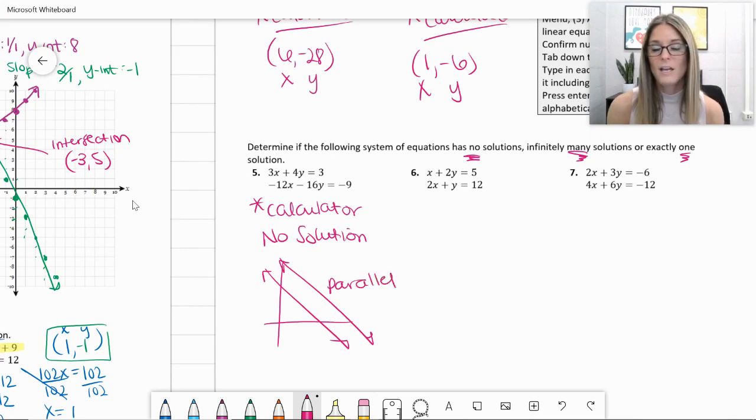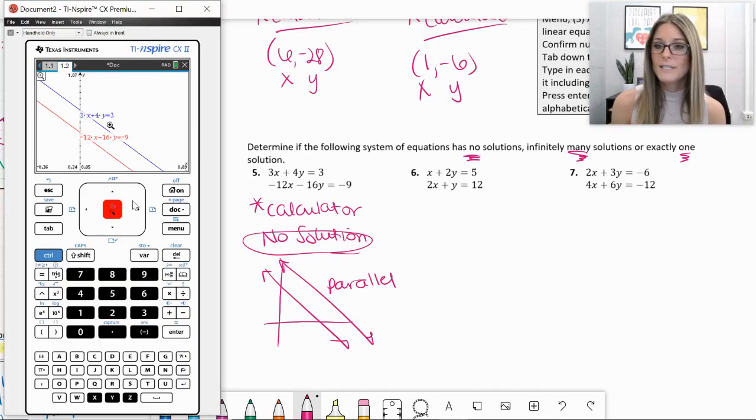And that's why there's no solution. There's not going to ever be an intersection point because they have the same slope, the same steepness. They'll never cross, like railroad tracks. And so, no solution for this system. All right, let's do the same thing for number 6.